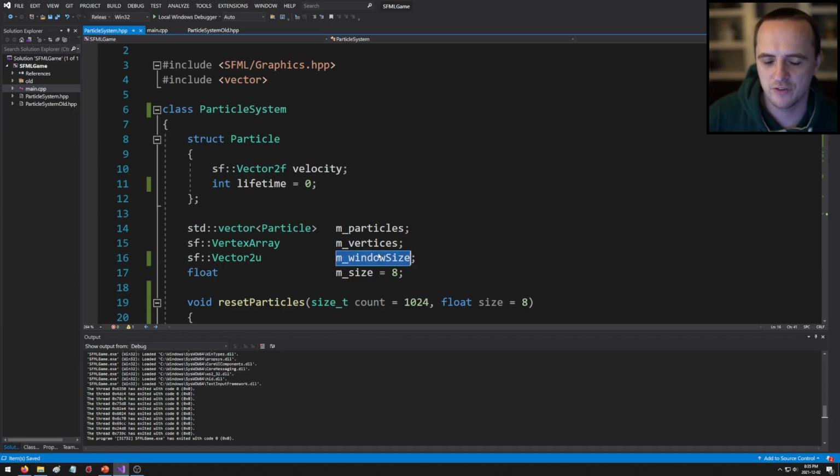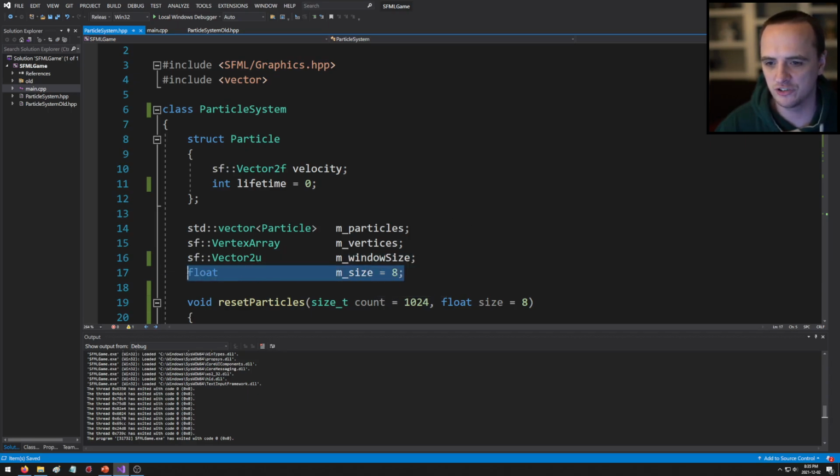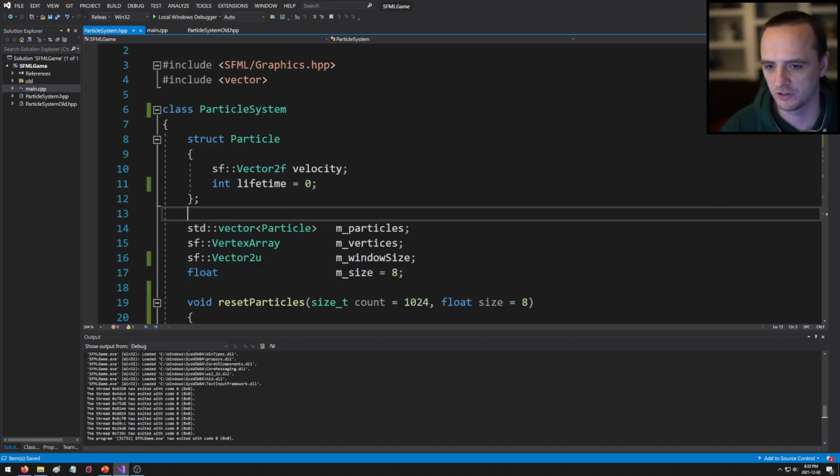The next thing I have is I'm going to store the window size. So this particular particle system might want to know how big is the window so that I could spawn it in the middle. And then I'm going to keep a variable here, which is just the size of the particles themselves. Like how big are the particles when they're drawn to the screen.